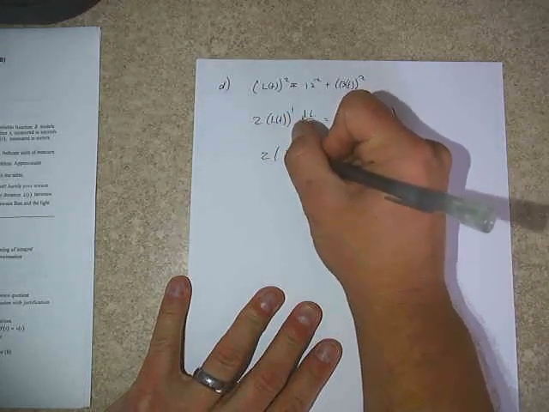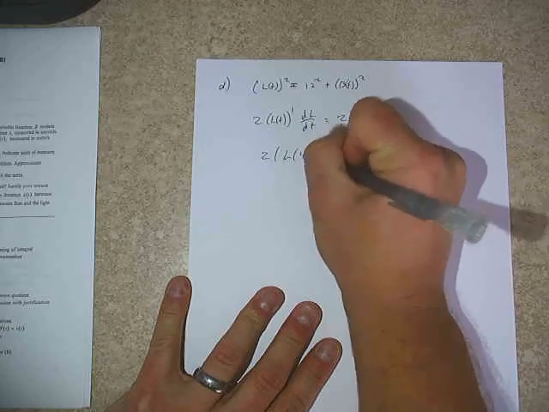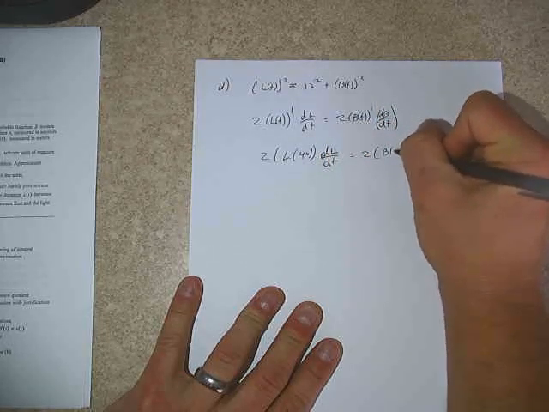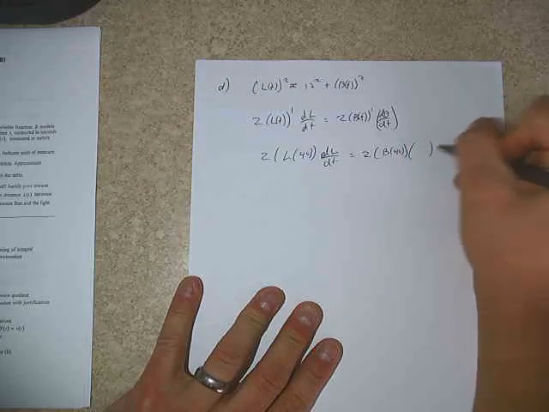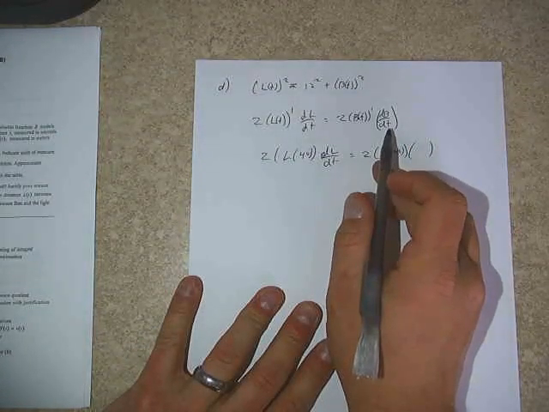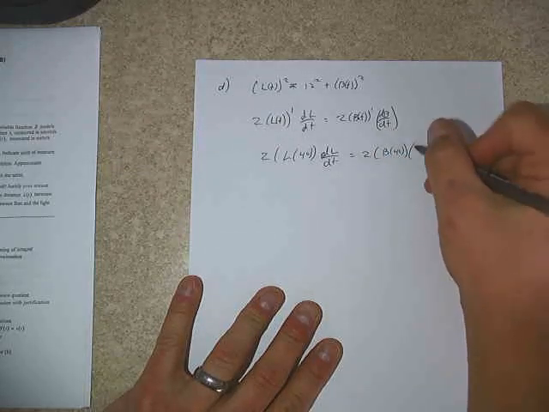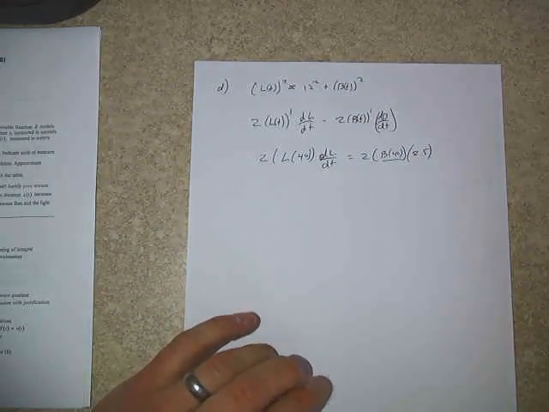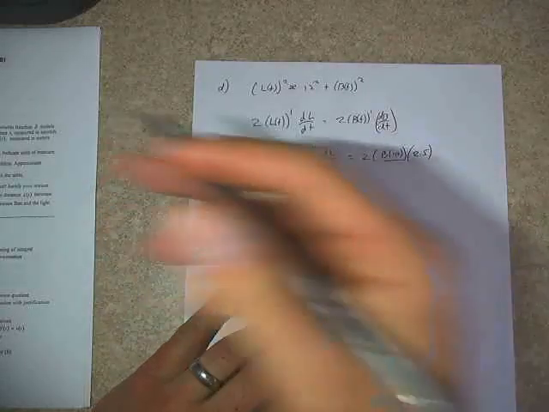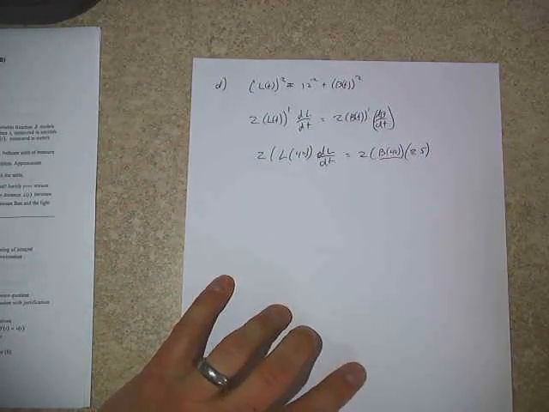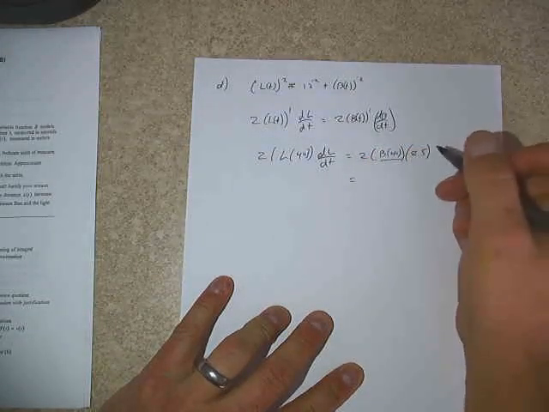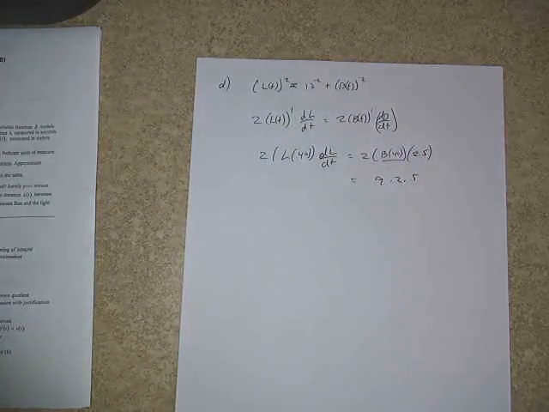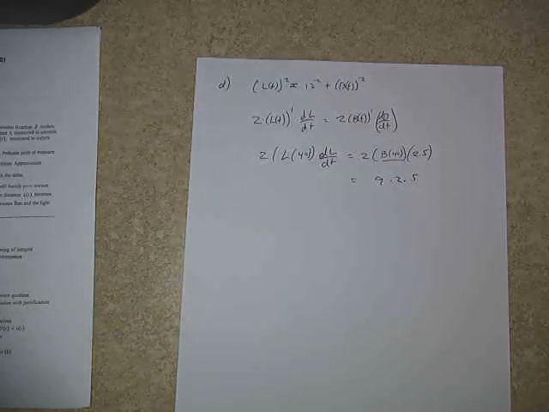Keep in mind, that's what we're looking for here, the derivative of L with respect to time, because they ask at what rate is the distance between Ben and the light changing? That would be dL/dt. So ultimately we need 2 times L of 40 times dL/dt, which is what we don't know, equals 2 times B of 40 times dB/dt at 40. Remember, dB/dt is just the derivative of B, which is the velocity in this case, so that would be 2.5. What about B of 40? The B function's right there in the table. B of 40 is 9.